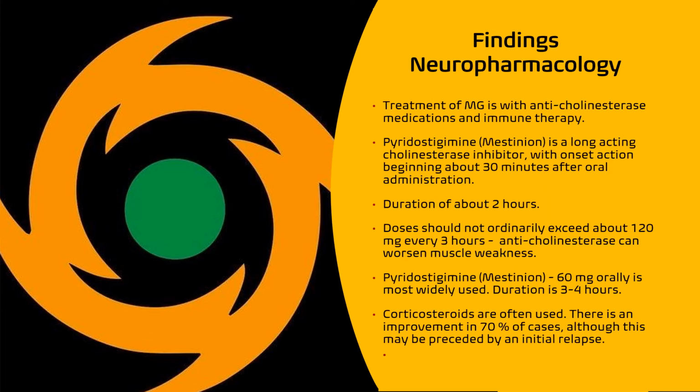So, findings from a neuropharmacology basis: treatment, at least to an extent, for recipients with myasthenia gravis is with anticholinesterase based therapies. Pyridostigmine, a drug branded as Mestinon, is a long-acting cholinesterase inhibitor with onset of action beginning around 30 minutes post oral administration, and a duration of up to 2 hours.